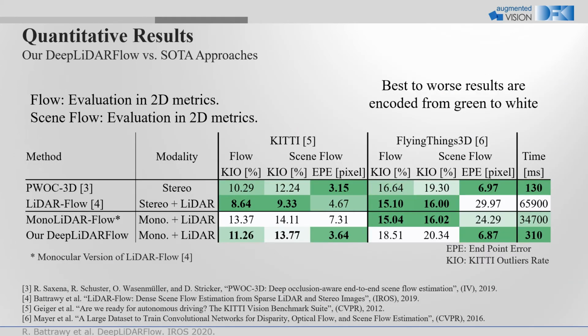Quantitatively, we compare to different sensor modalities: PWOC3D, which uses a stereo camera, LiDARFlow which fuses a stereo camera and a LiDAR sensor, and monocular versions of LiDARFlow. We analyze the realistic scenes from KITTI and the synthetic scenes from FlyingThings3D. Again, 5,000 sparse LiDAR points are used for the fusion.